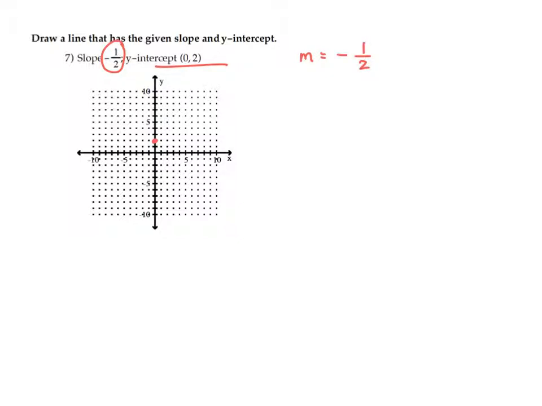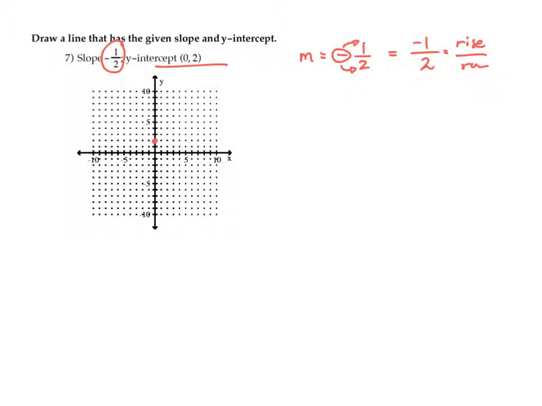When you're graphing, you need to take that negative and either put it on the top or on the bottom, but not both. I'll put it on the top, over 2. So it means my rise is negative 1 and my run is 2. So rise at negative 1 means I'd fall. So from that point that I have, I'm going to go down 1.